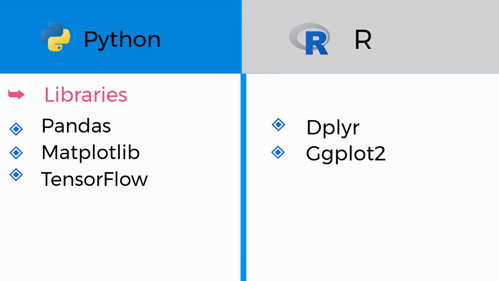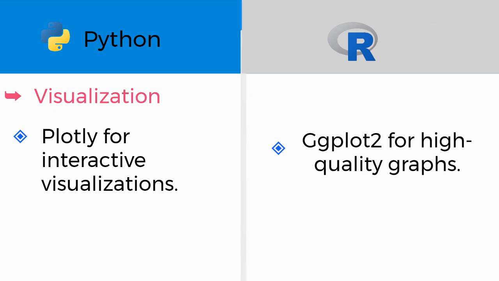Python has pandas for data manipulation, matplotlib for visualization, and TensorFlow for machine learning. R shines with its specialized packages like dplyr for data manipulation and ggplot2, which is fantastic for creating detailed visualizations. For visualizations, R has the edge with ggplot2, which is known for producing high-quality, complex graphs. However, Python is catching up, especially with tools like Plotly for interactive visualizations.